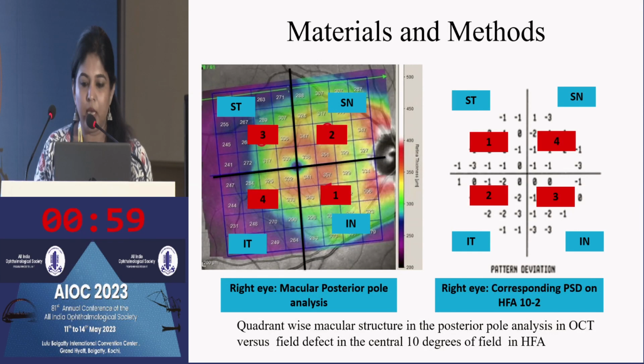This is the posterior pole analysis program, which divides the central 20 degree of the macular region into 64 equally distributed arrays by an 8x8 grid. Within these cells, the thickness was calculated and the numbers were given. Initially, we analyzed each quadrant by adding the 16 cells in each quadrant and taking the average. Similarly, in HFA also, the quadrant which contains 17 points was analyzed; we added them together and took the average.